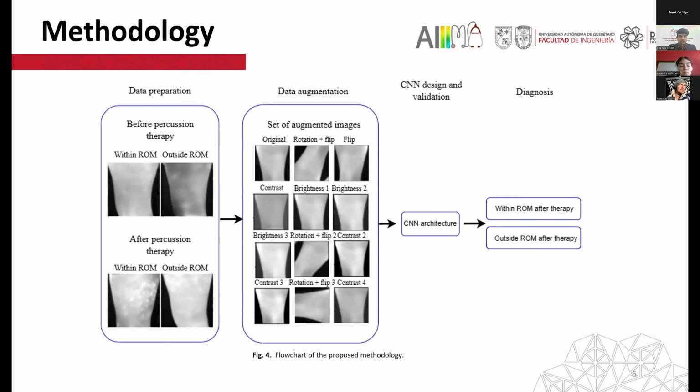The second phase is data augmentation. We create a new data set using the original images, plus images generated using data augmentation techniques. And the third phase is CNN design and validation, where we select the architecture model, train it, and test it.